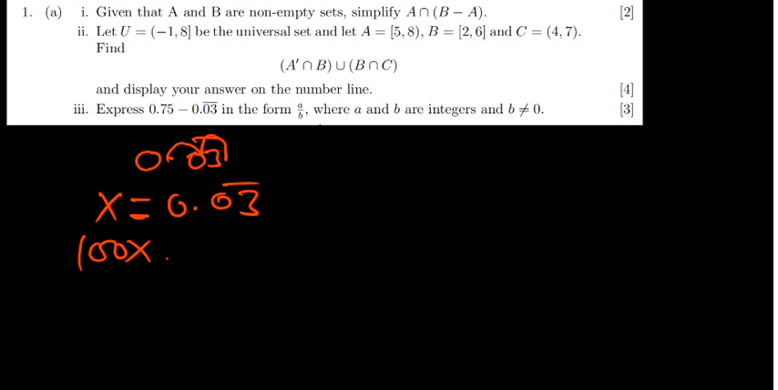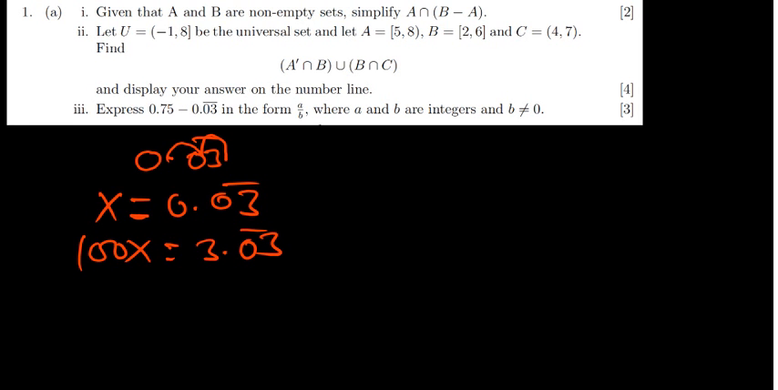So I'm going to start with 0.03 bar. For me to express this in the form of A over B, I'm going to say x is equal to 0.03 bar. Now this has to come from here, 1, 2, which is going to be 100. So another one is going to be 100x equal to 3.03 bar. You can even put the bar, it's okay.